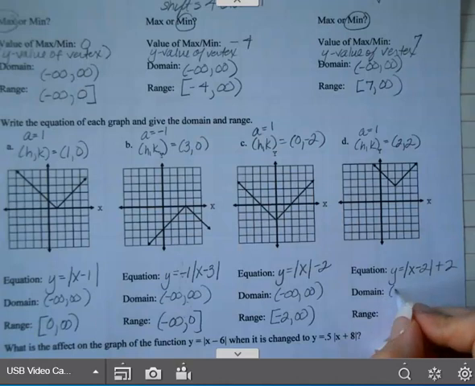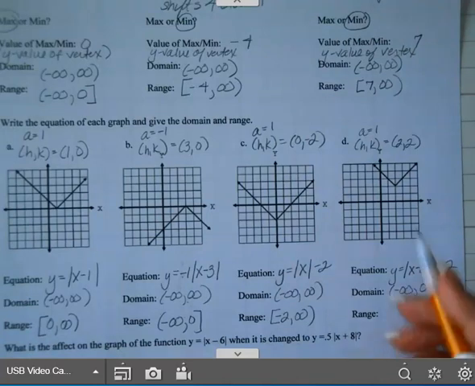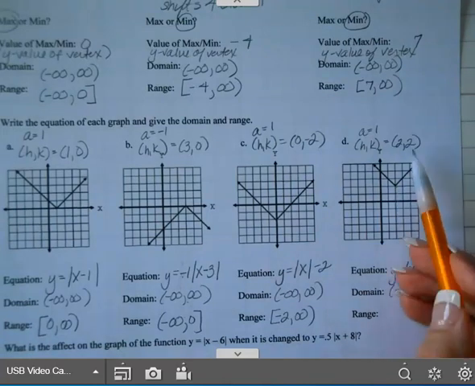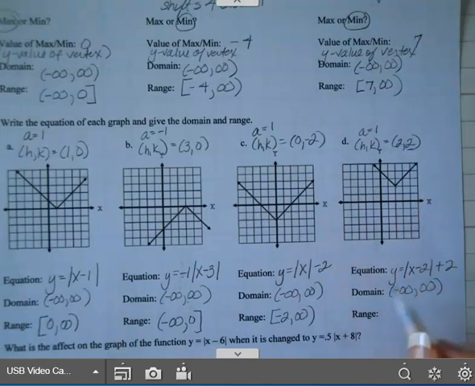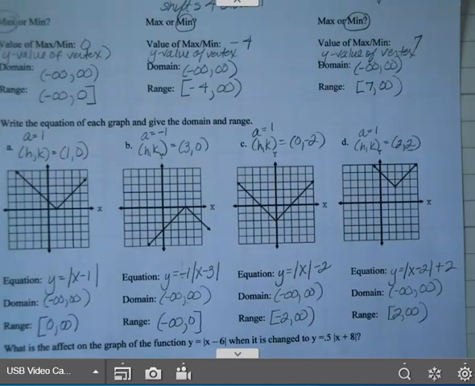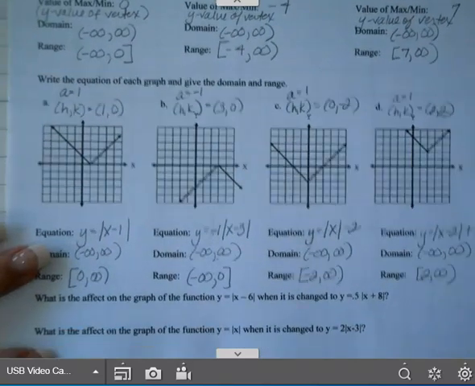Your domain is negative infinity to infinity. And your range is floor to ceiling. Your lowest y value you get from the y value of your vertex. So the range is 2 to infinity. And 2 is included, so you have to have a bracket. Infinities always have parentheses.